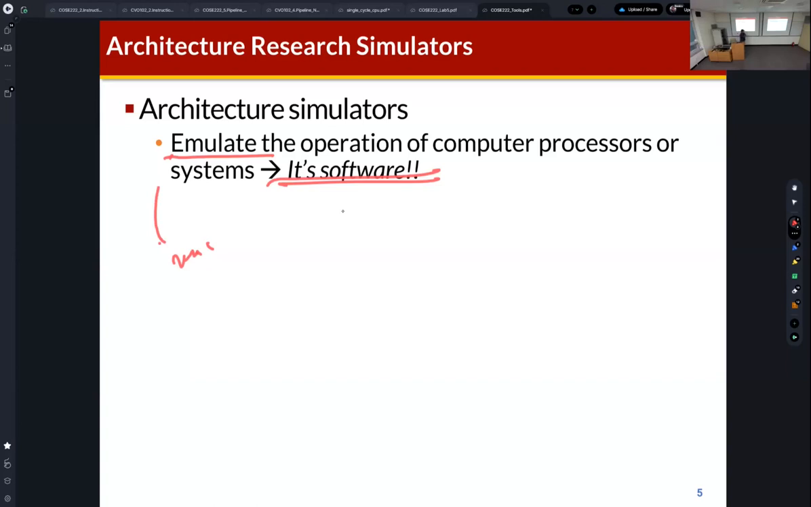So what is the benefit of software? We can easily modify the software, include our ideas in it, and just test them. We can evaluate our ideas using these simulators.